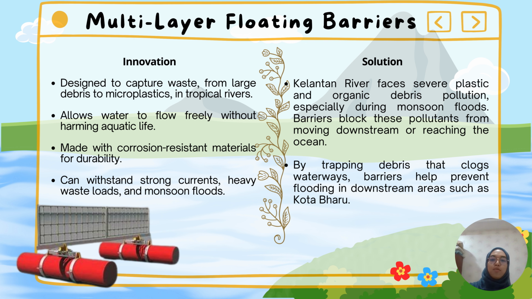It allows water to flow freely without harming aquatic life, made with corrosion-resistant materials for durability, and it can withstand strong current, heavy waste load, and monsoon flood. And for the solution, Kelantan River faces severe plastic and organic debris pollution, especially during monsoon flood. So this barrier will block this pollutant from moving downstream or reaching the ocean. By trapping debris that clogs waterway, this barrier will help prevent flooding in downstream areas such as Kota Baru.